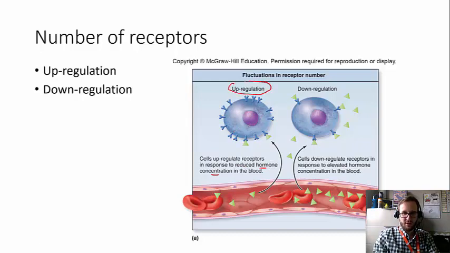But if a cell upregulates its hormone receptors, it simply produces more receptors for those hormones, and so very small fluctuations or rises in that hormone level could end up resulting in stronger reactions from that cell. Whereas typically in response to very high hormone levels, the cell might downregulate its number of receptors, and downregulation is just reducing the number of receptors, and it reduces the effects of those hormones.